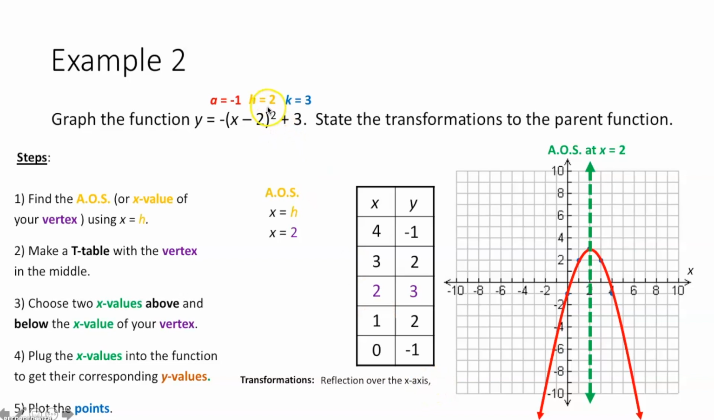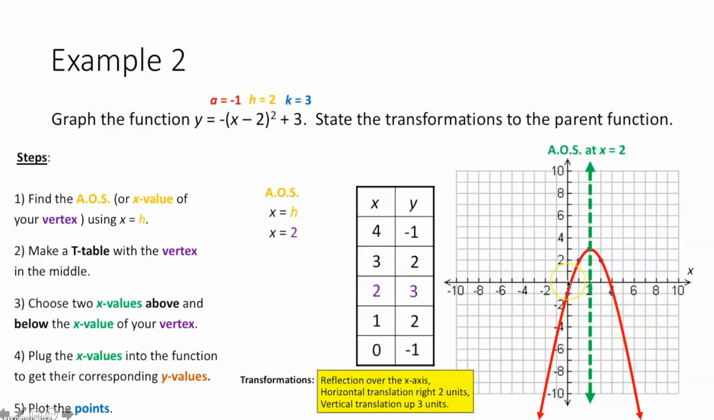Now, since our h is 2, that caused the parabola or parent function to move to the right 2 units. So it would be a horizontal translation, right 2 units. Last but not least, our k value, 3. So that determines vertical translation. So how much up or down did it move? Well, since it's positive 3, the vertex shifted up 3 units, or the parent function shifted up 3 units. So it would be a vertical translation up 3 units.